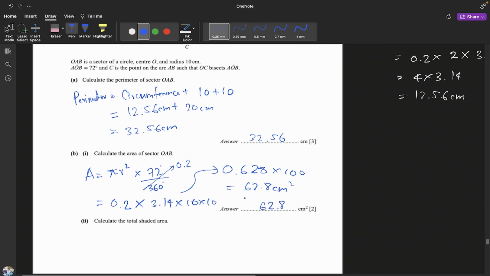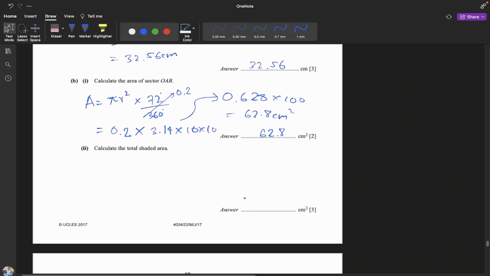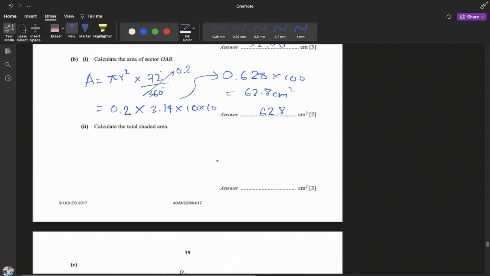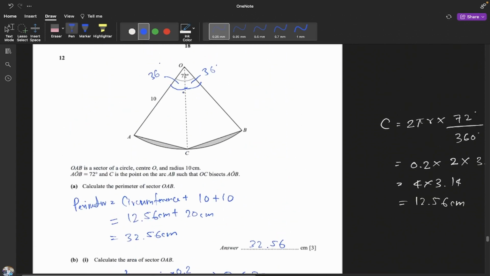Calculate the area of the shaded region. This is a hard question. There is a lot more to think about. So here they are asking the shaded region, but we don't know the areas of the triangles. But you know this triangle is equal to this triangle in area, because why? This is 10, this is also 10.